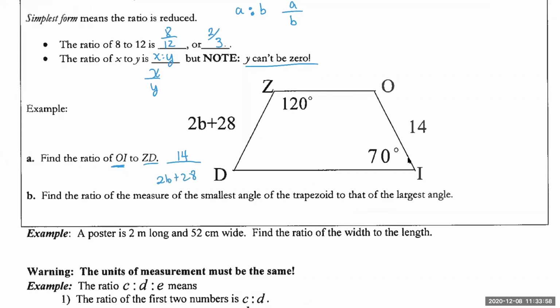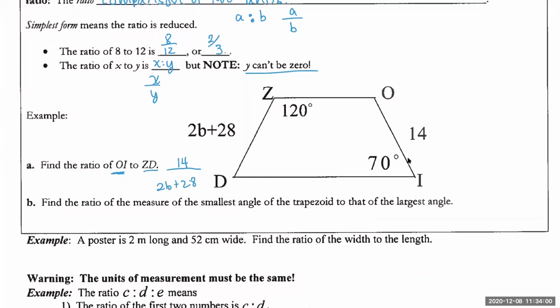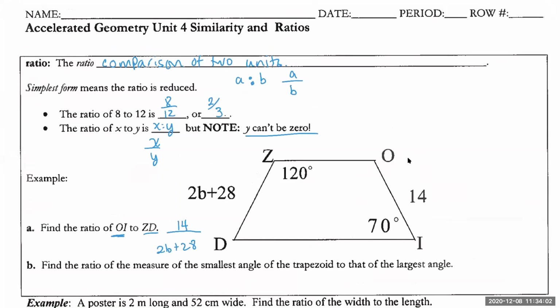Now, this is just an exercise in making sure that you reduce your fractions as well. So in the bottom, you have a binomial. That binomial you can factor out a 2. So we have 14 over 2 times b plus 14.